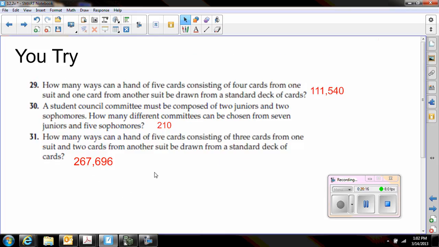Alright, I got 3 problems here for you to try. A standard deck of cards, people being selected for a committee, and one more dealing with cards. Permutations, combinations. I'm not going to tell you which one, but remember, that's the key. Figure out, does order matter? If order matters, that's a permutation. If order does not matter, that's your combination.